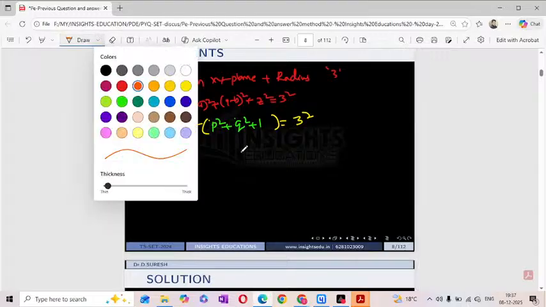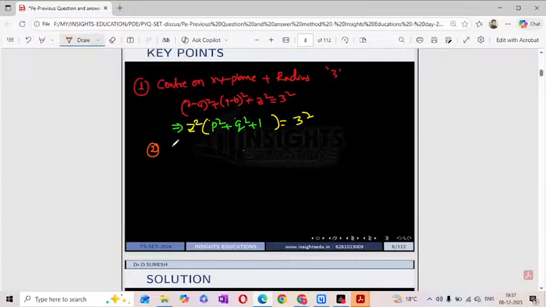Similarly, suppose the center is on xz plane, and I am assuming the same radius 3. So the radius is 3.